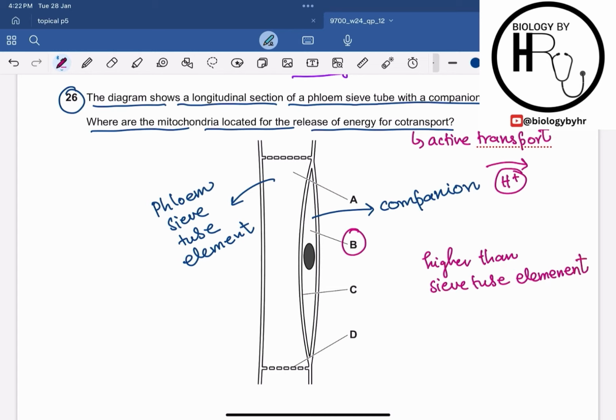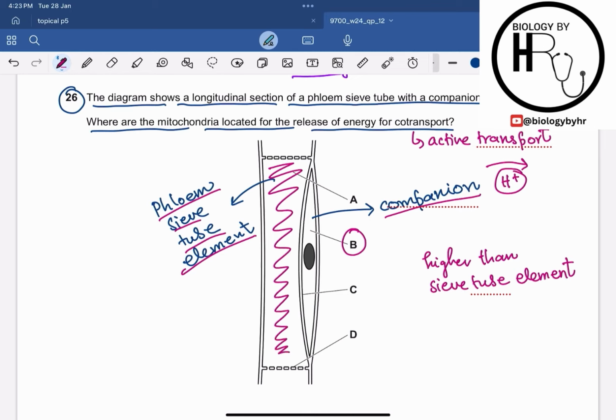So I hope that this MCQ is clear to all of you, why we have selected option B, because the mitochondria content in the companion cell is much greater than the phloem sieve tube element. If you remember from your lecture, most of the phloem sieve tube is empty in order to facilitate the process of translocation, the transport of sucrose from the source to the sink, right?